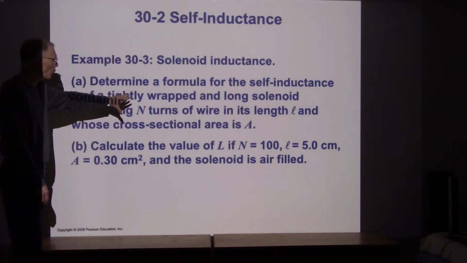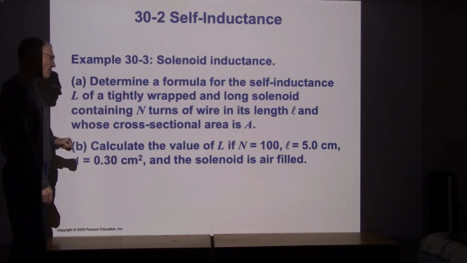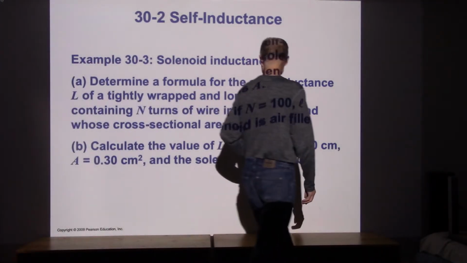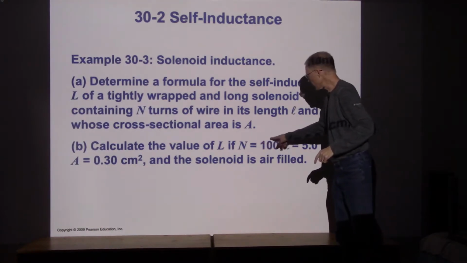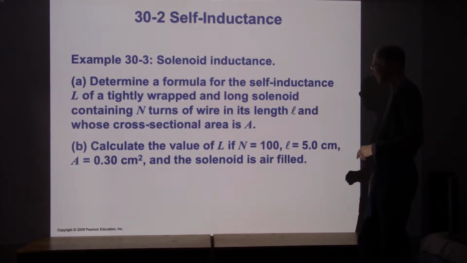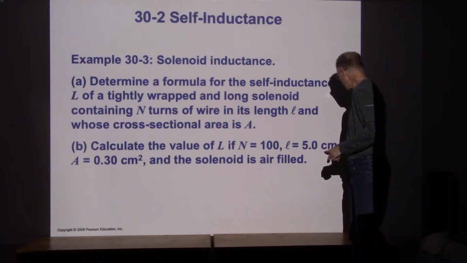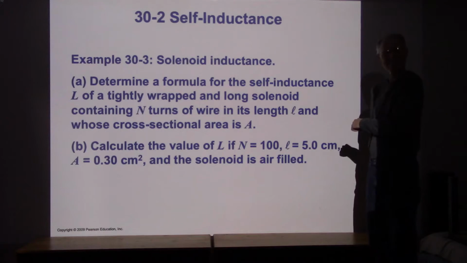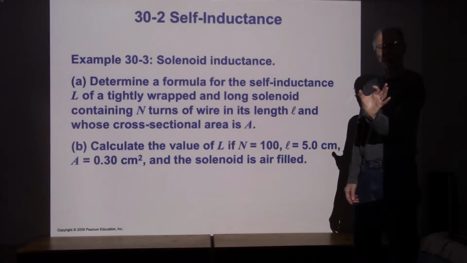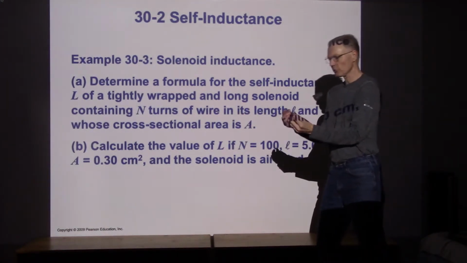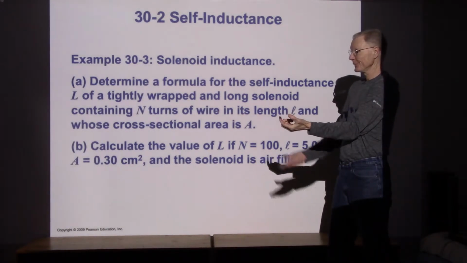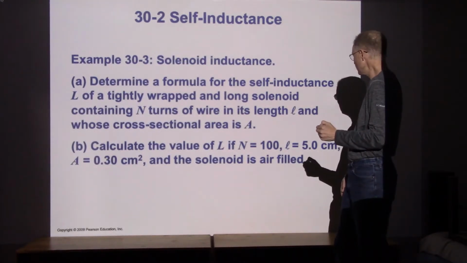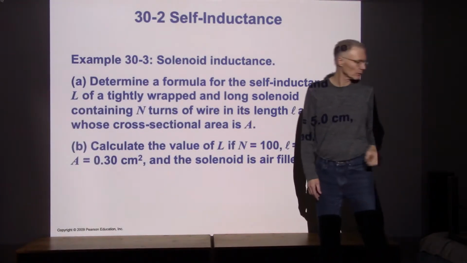We'll derive the formula for self-inductance, and then they want us to come back and calculate the value of the inductance given that we use 100 loops, a length of 5 centimeters, and a cross-sectional area of 0.3. This is tiny, right? This inductor is only that long, and the cross-sectional area is really small. It looks like the size of a AAA battery or something, right? And the solenoid is air-filled.